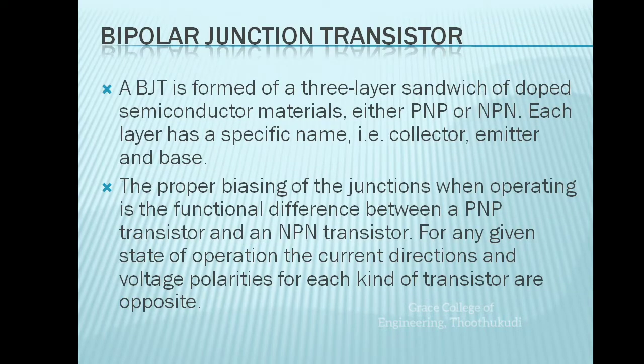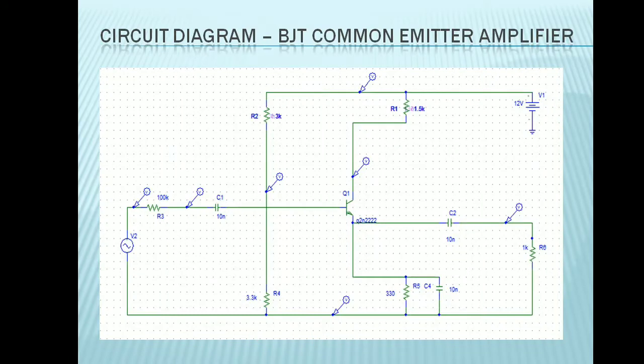A BJT is formed of a three-layer sandwich of doped semiconductor materials, either PNP or NPN. Each layer has a specific name, that is collector, emitter and base. The proper biasing of the junctions when operating is a functional difference between a PNP transistor and an NPN transistor. For any given state of operation, the current directions and voltage polarities for each kind of transistor are opposite.